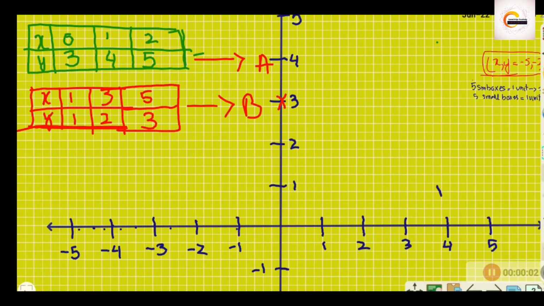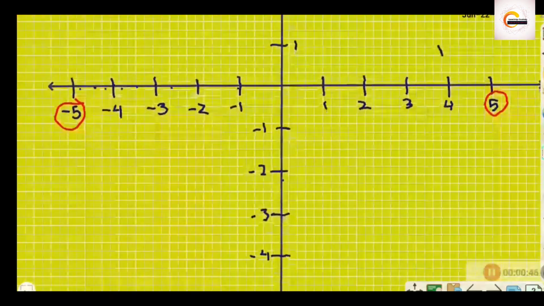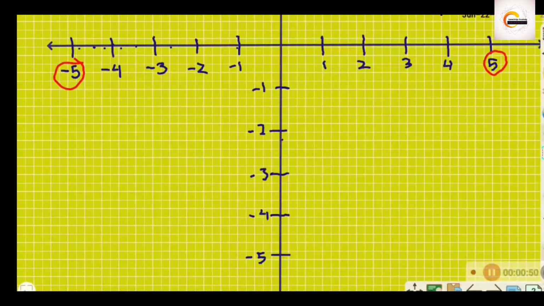Alright, I'm not going to repeat everything again and again. Just what have I done for the graph? I have seen the maximum number on the x-axis. The maximum number on the x-axis is 5, so I have plotted the graph from 5 to minus 5. On the y-axis the maximum number is also 5, so I have plotted the graph from 5 to minus 5 on the y-axis. Alright, let's get to the plotting.